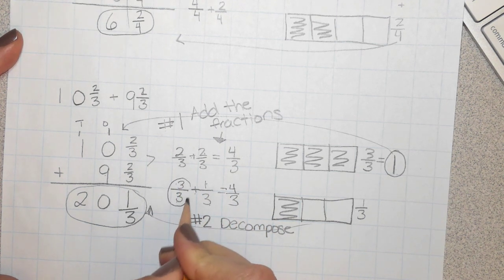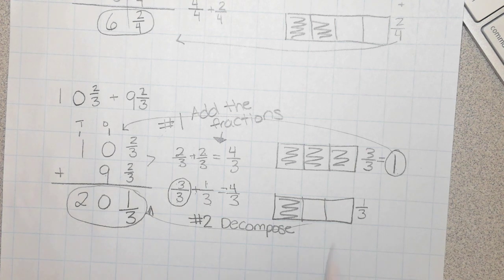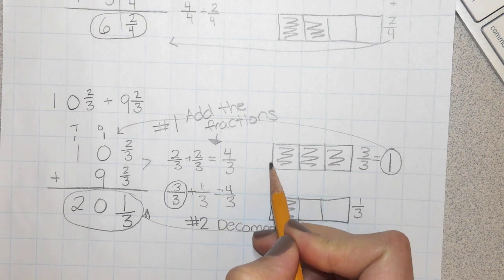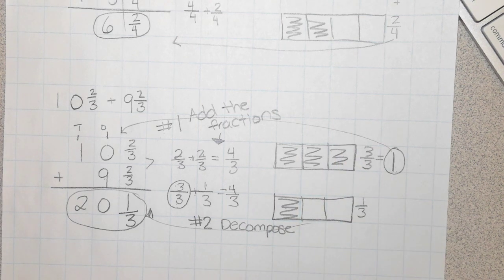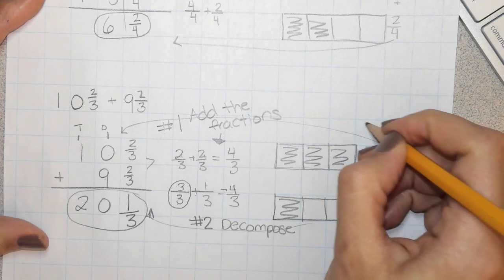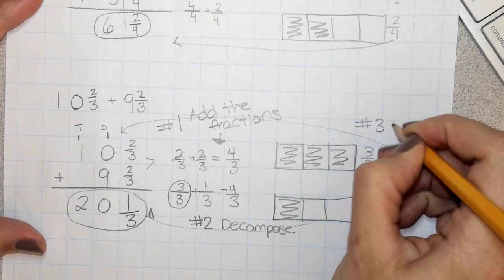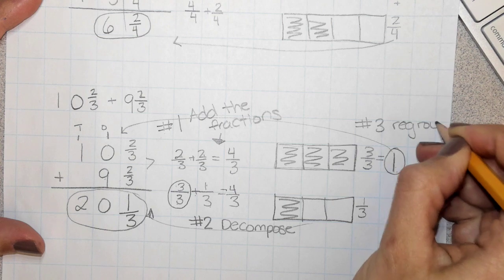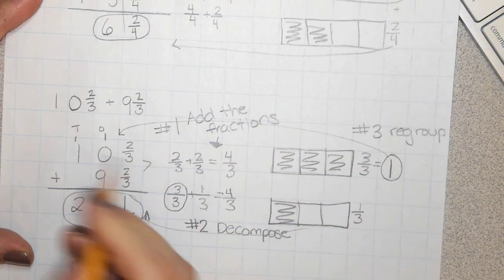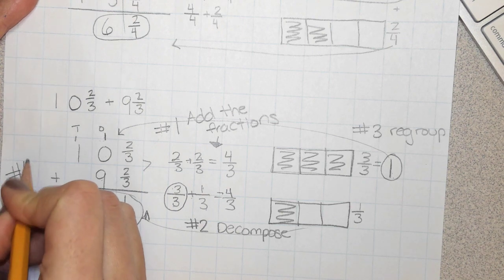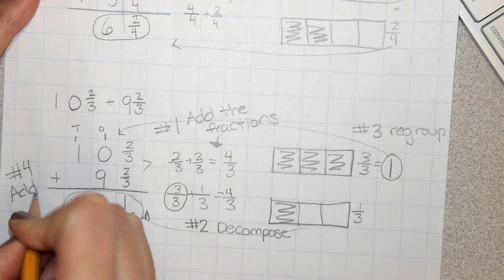I'm seeing how many whole rectangles I can get out of this, how many whole parts. So decompose, draw our shape model, and then we need to regroup. Then the 1 regroups over to the ones place, and then step 4 is to add the whole numbers.